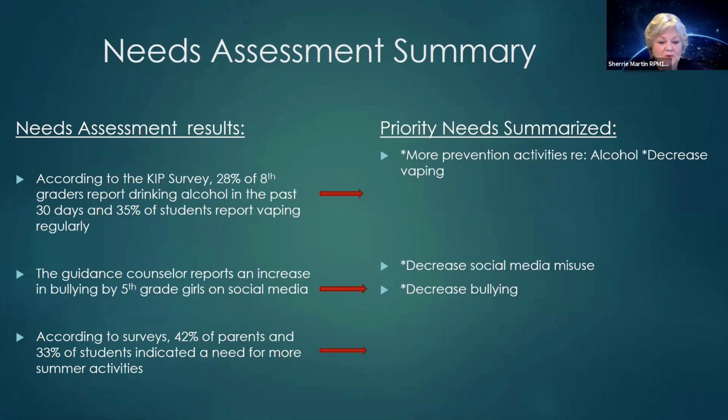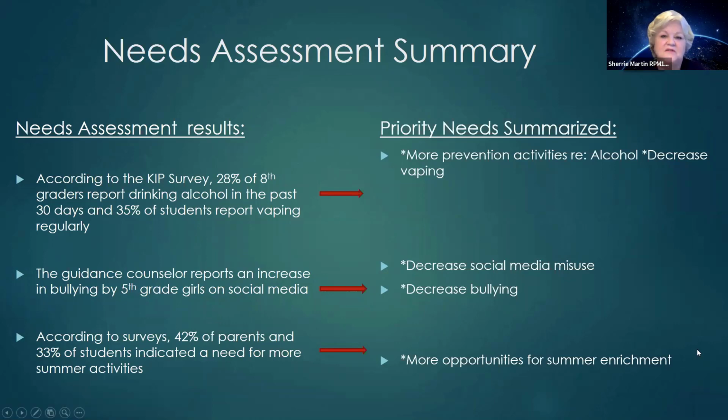According to surveys, 42% of parents and 33% of students indicate a need for more summer activities. That's the data that you've collected. So in summarizing that for a need, our top need is we need more opportunities for summer enrichment. That's your needs assessment data summary.